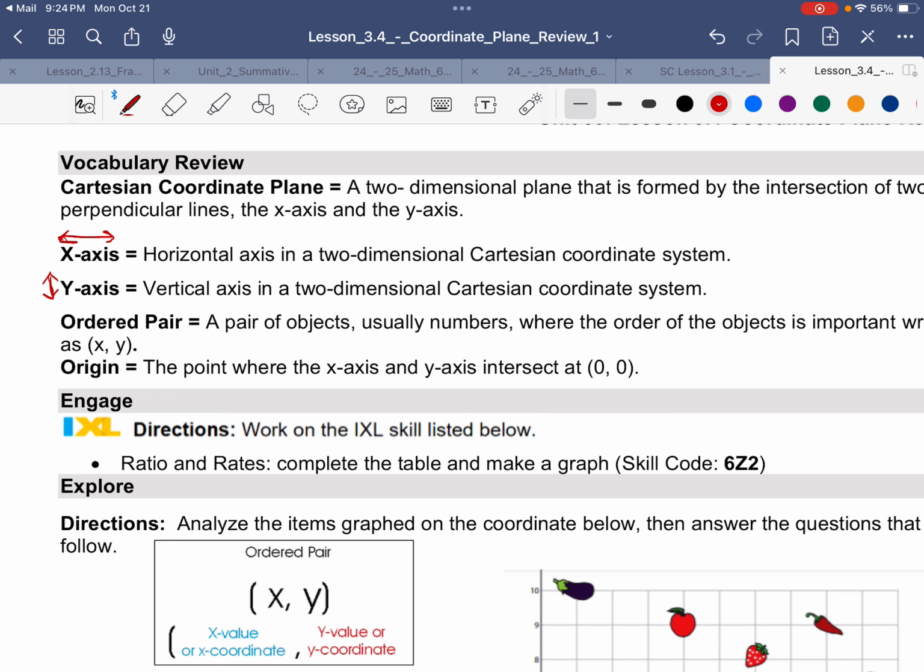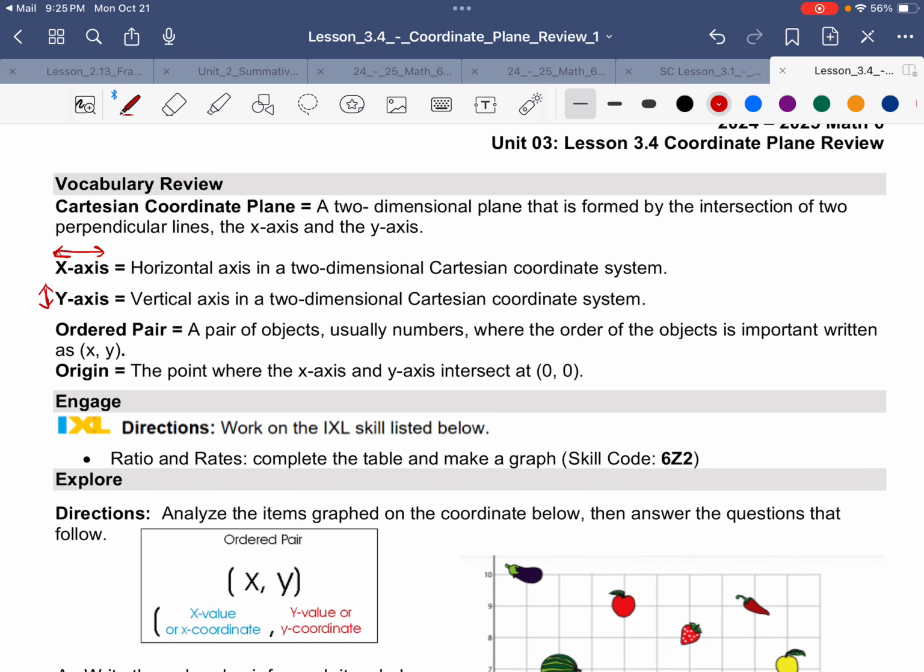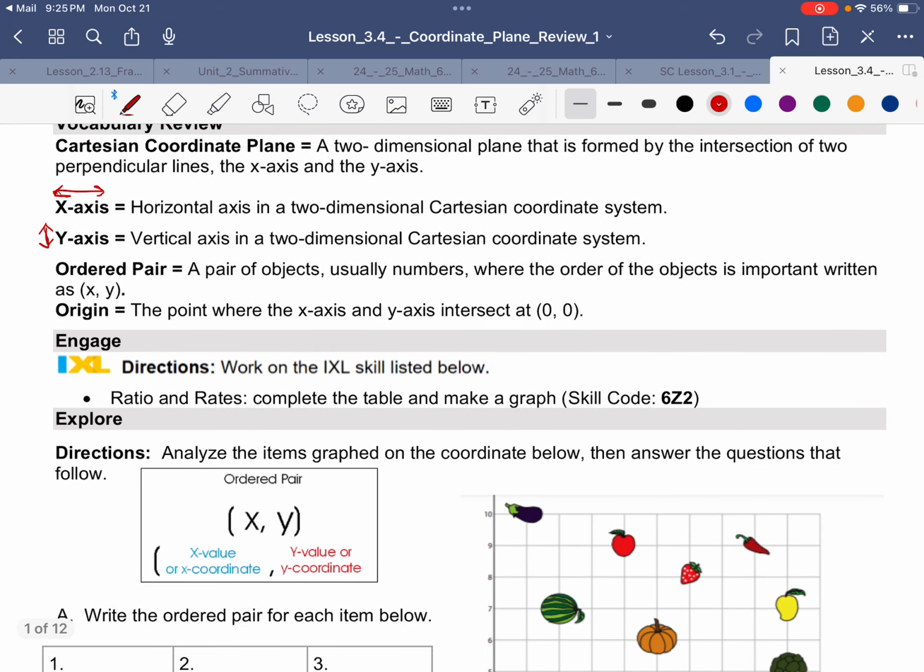You also have ordered pairs. Ordered pairs is how you actually plot the points. It's a pair of numbers essentially where the order of the objects is important, written as x and y. So it does matter which one is x, which one is y. It tells you where to go, and then your origin is at the 0, 0 point. So those are your vocabulary words.